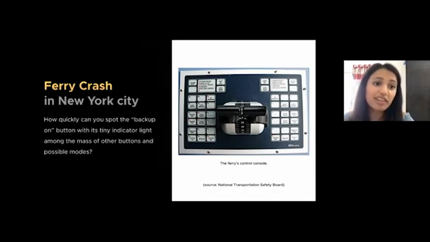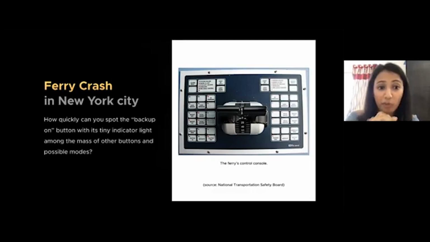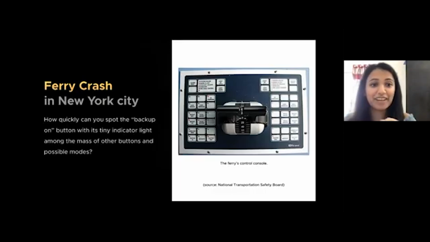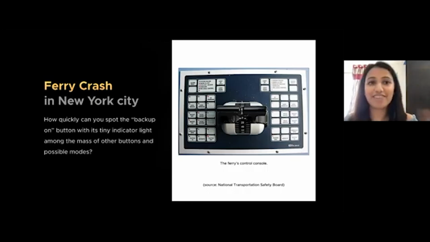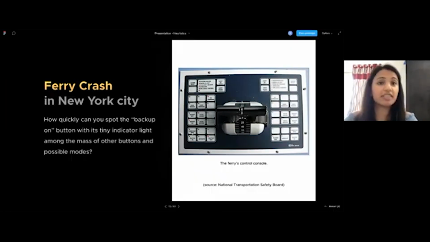And I actually want you guys to now look at the control console. This was the ferry's control console. How quickly do you think you could have spotted the backup on button with the tiny indicator light among the mass of other buttons and the possible modes? Considering the situation you are in where you only have a couple of seconds. So the system should always keep users informed about what is going on through appropriate feedback, and that too within a reasonable amount of time. Like here we see the time was really important, right?